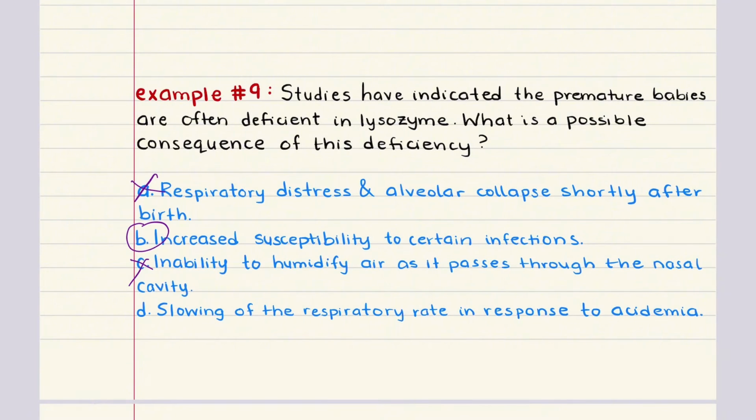D says slowing of respiratory rate in response to acidemia. This is going to involve chemoreceptor function and central respiratory control. This is not related to our enzyme of interest. So again, incorrect. The best answer here is B, increased risk of infection due to reduced antimicrobial defense.